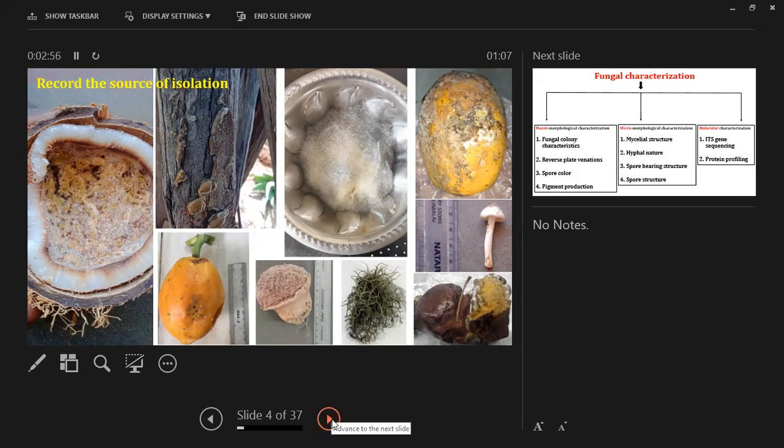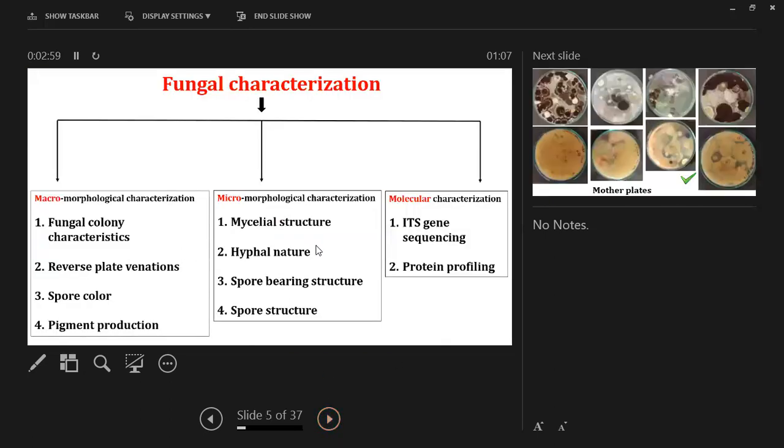All right. So fungal identification will be of three types: macromorphological, micromorphological, and molecular. Of course, if you want to know the species name, molecular characterization is the only way, especially DNA sequencing, which is a must for identifying a species, any microbial species in that sense. First thing is fungal colony characterization. In macromorphological characteristics, you need to know how the fungal colony looks.